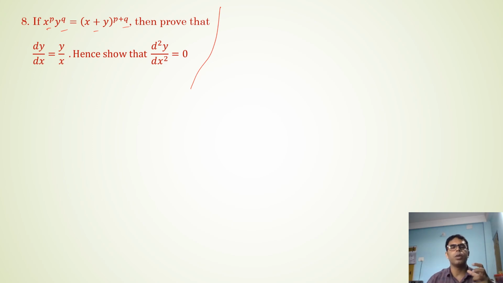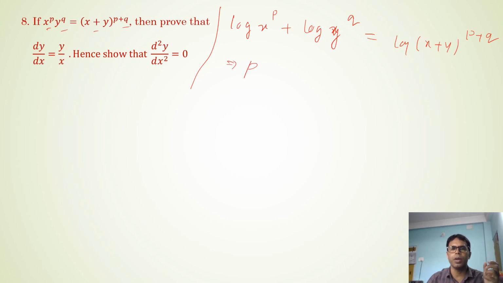So if you use logarithm, on the left hand side it will become log of x power p plus log of y power q, and on the right hand side log of x plus y whole to the power p plus q. Now use the property of logarithm, the power comes in front of the function, so p log x plus q log y, and on the right hand side it is simply p plus q into log of x plus y.